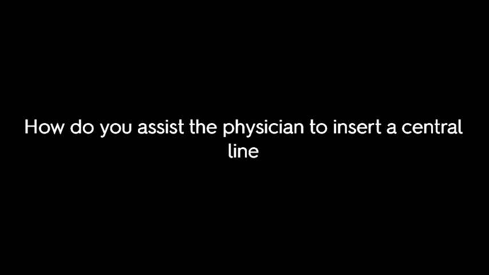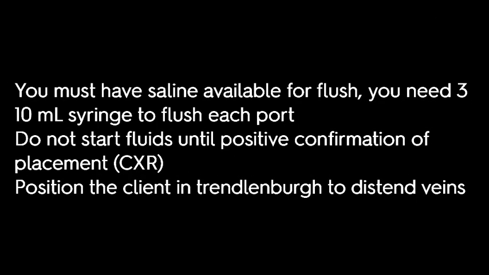Protein can't leak through the glomerulus unless there is kidney damage. How do you assist the physician to insert a central line? You must have saline available for flush. You need three 10-milliliter syringes to flush each port. Do not start fluids until positive confirmation of placement. Position the client in Trendelenburg to distend veins.